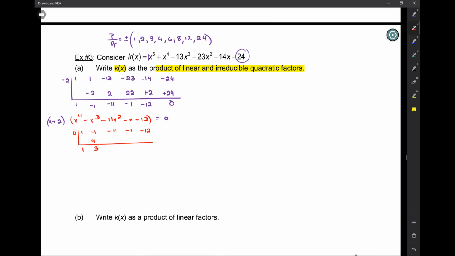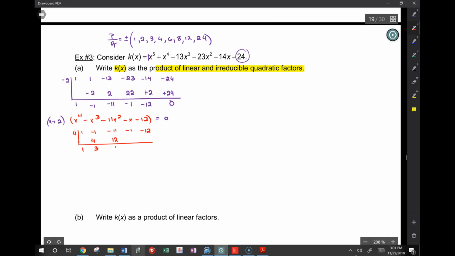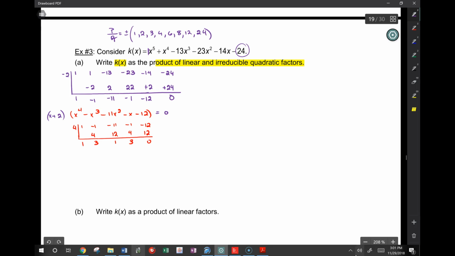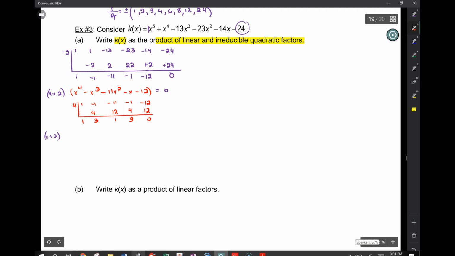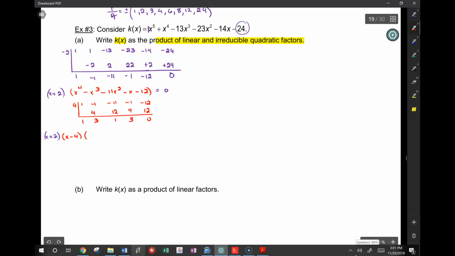Well, now I need to factor this. There's no way to factor this, so I need to do synthetic division. X plus 2 we're going to keep for later. So now I get 1, 4, 3, 12, 0. So I have x plus 2 from before. Now from the red I got x minus 4, x cubed plus 3x squared plus x plus 3 equal to 0.